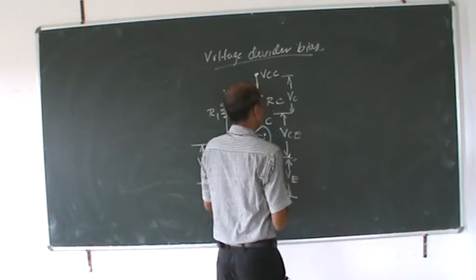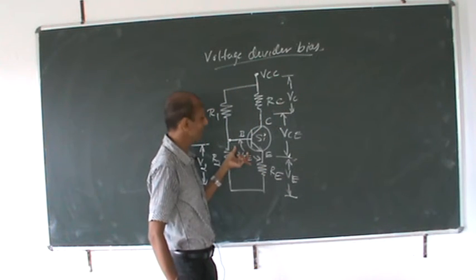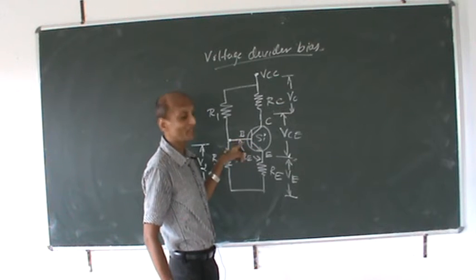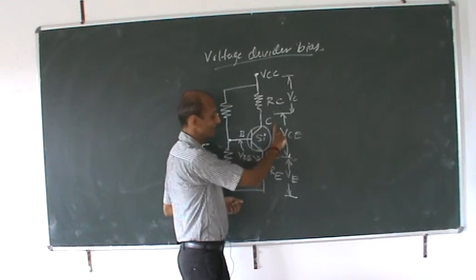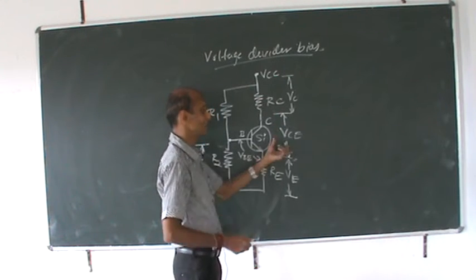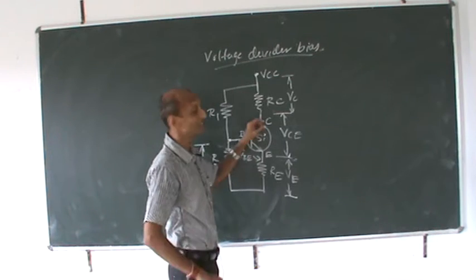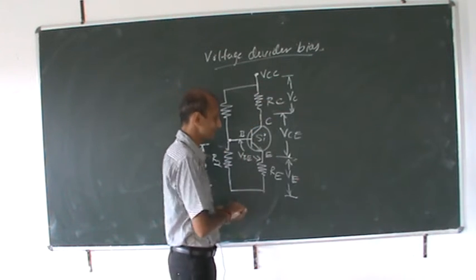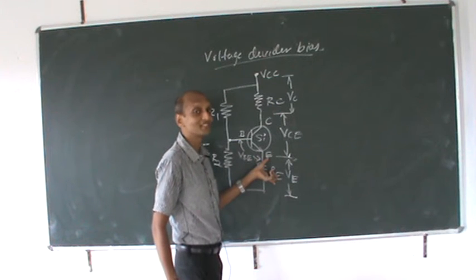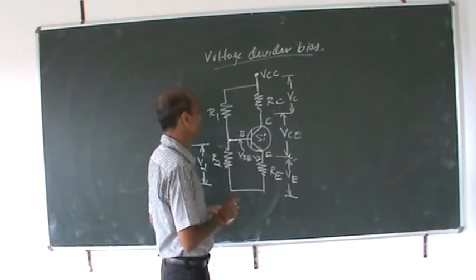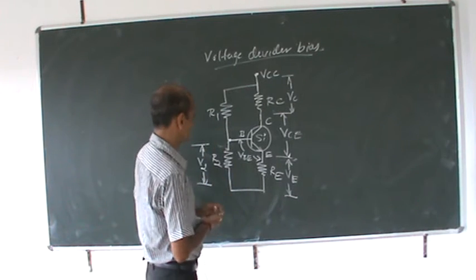Here we have two bias voltages: VBE, the voltage across your base to emitter terminal, and VCE, the voltage across your collector to emitter terminal. We have VC, which will be the voltage drop across your RC, and VE, which will be the voltage drop across your resistance RE. After all this, we will go for the equations now.